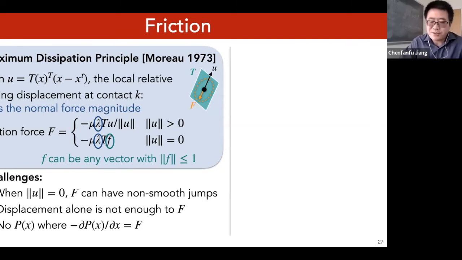Another challenge is that if you compute the derivative of the frictional contact force, the Jacobian of this friction force is not symmetric. So it's not integrable. There's no well-defined potential energy whose gradient will generate the friction force. So this makes it really hard to incorporate friction into optimization.